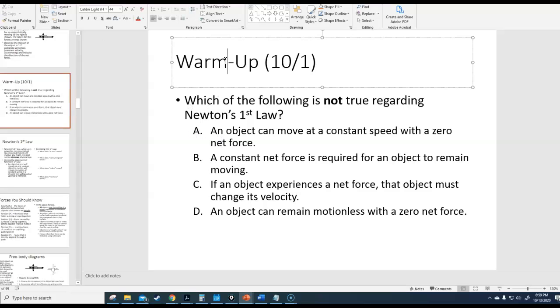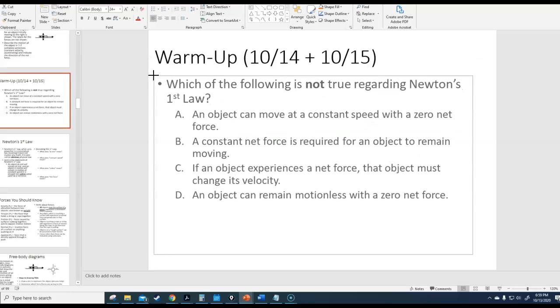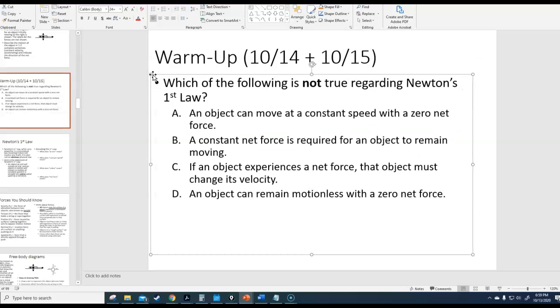Okay, so before we start our video today, let's look at this warm-up question for today. This is for 1014 and for 1015. The warm-up question says, which of the following is not true regarding Newton's first law? Take a look at these answer choices and see if you can answer this question. Which of the following is not true regarding Newton's first law of motion?